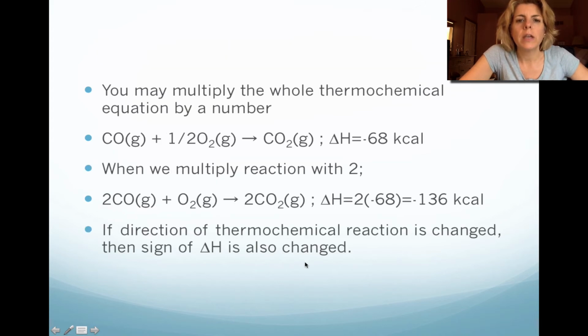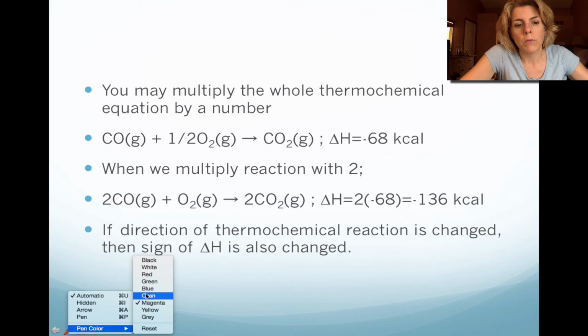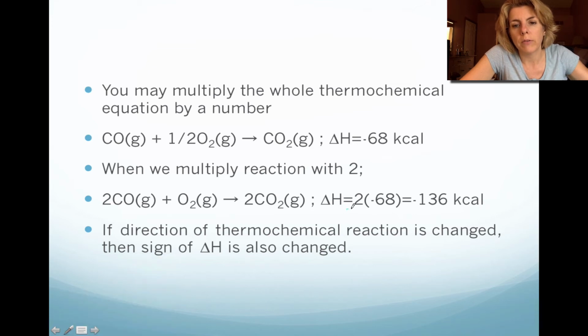Okay, so you could take a thermochemical equation and you could double it so you can get the correct number of moles. So notice that the carbon monoxide and the 1/2 oxygen, which yields carbon dioxide, if it's doubled, you have to apply it to the energy. So if you double the whole equation, you have to double the energy. Also, if you want to change the direction that the chemical equation is written in, you just have to change the sign of the delta H. So if it's positive and you flip it, it becomes negative.